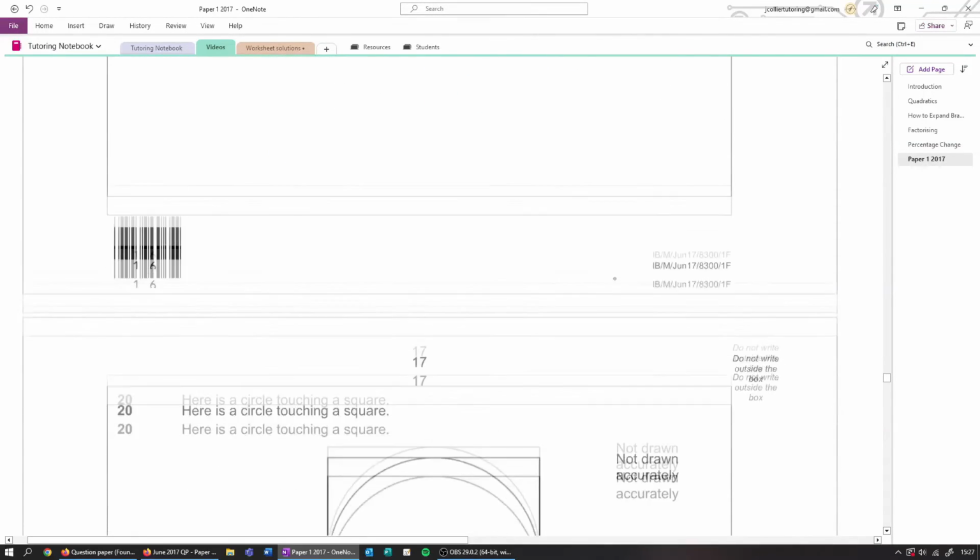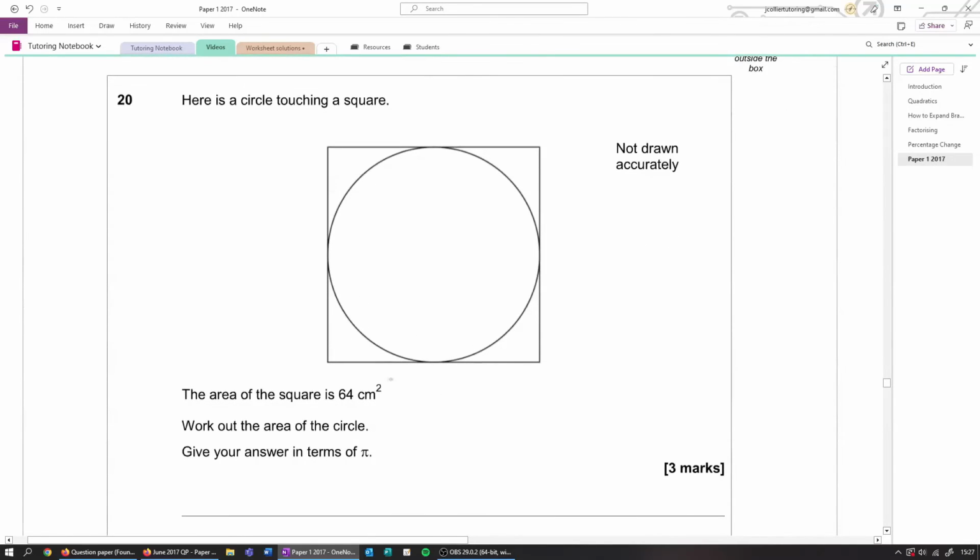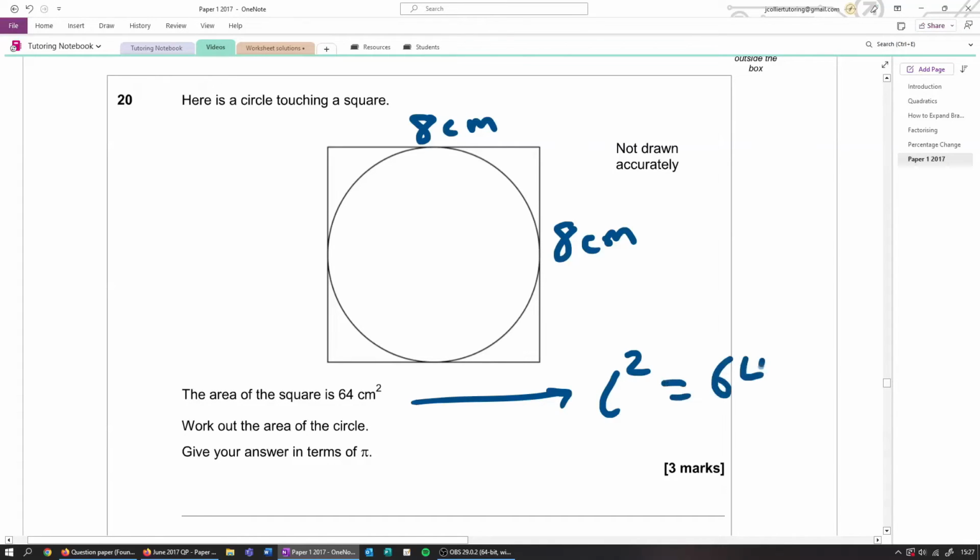So, next question. Here's a circle touching a square. The area of the square is 64 centimeters squared. Work out the area of the circle. So if the area of the square is 64 centimeters squared, we know each side must have been 8, because to find the area of the square, it's just the length of a side squared. Because all the sides are the same length, I'm just going to call them L. And so length squared, which is the area, is 64. So L is the square root of 64, which is 8.